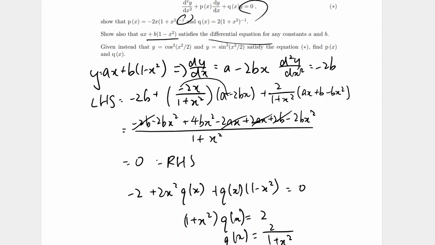Given instead that y equals cosine squared x and y equals sine squared x satisfy the equation, find p(x) and q(x). It's actually just the same procedure as the first part. Okay, so let's go.